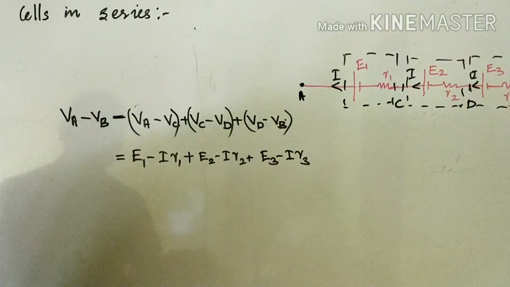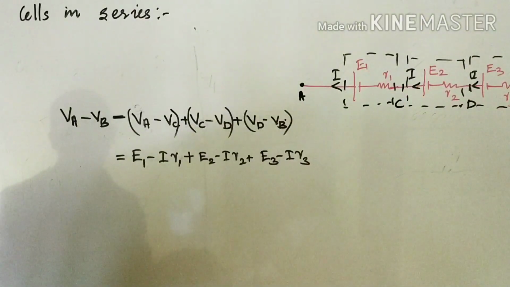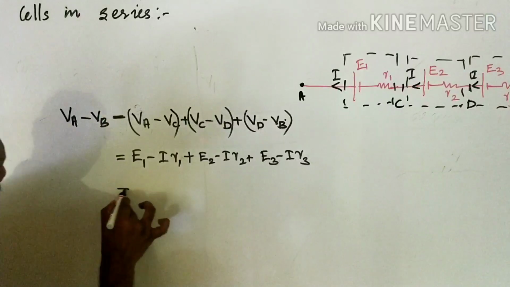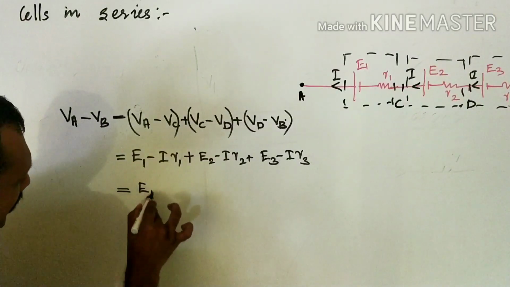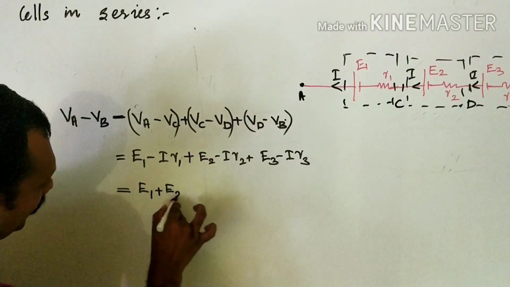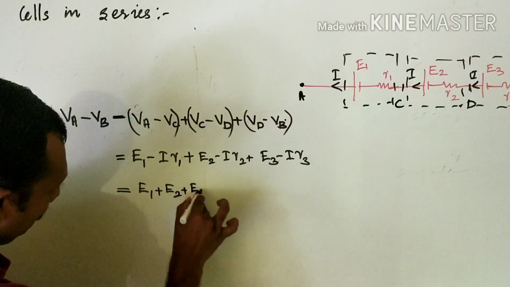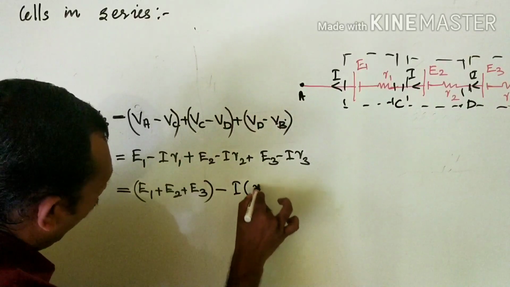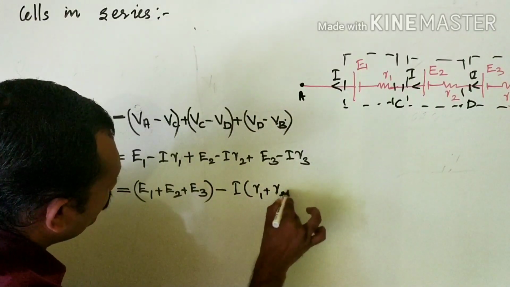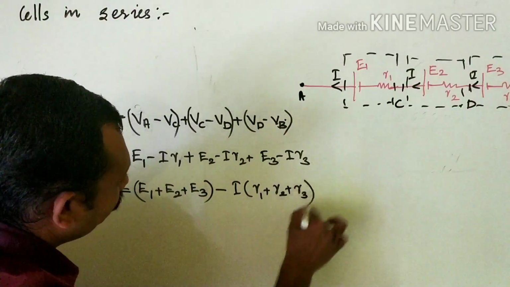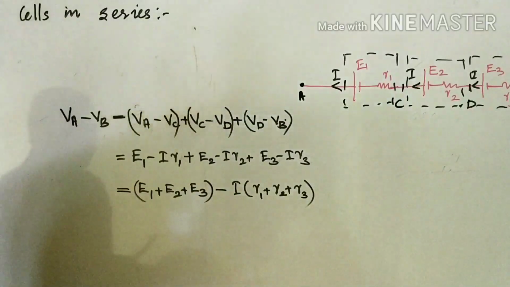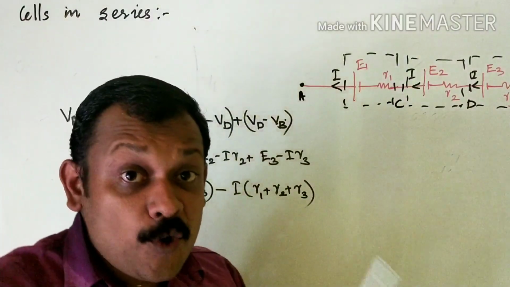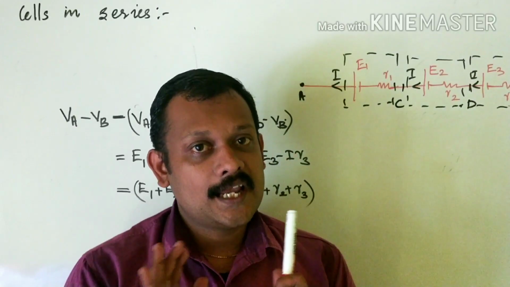Ready? E1 minus IR1 plus E2 minus IR2 plus E3 minus IR3, which means that is equal to, we can rearrange this as E1 plus E2 plus E3 minus I into R1 plus R2 plus R3. Ready? Now, what do you mean by equivalent EMF of a cell? Equivalent EMF.